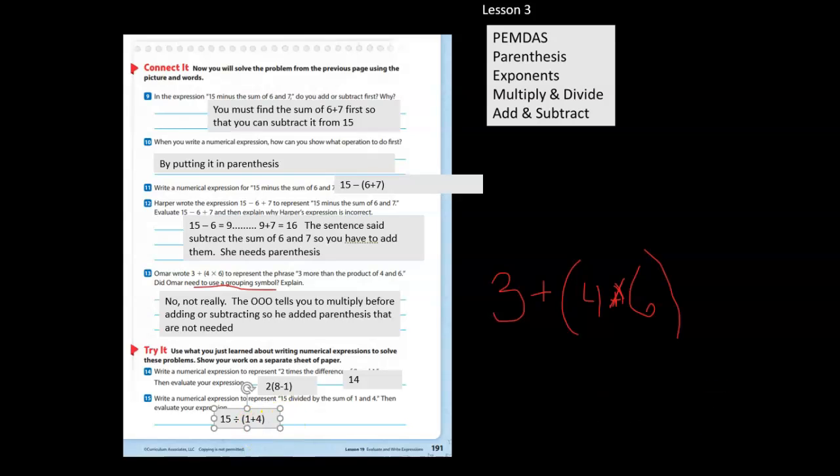That needs to be in parentheses. The other way that you could write this, and we're not going to see this very often, but you could write it as a fraction. 15 divided by the sum of 1 plus 4. And when you actually do that, your answer is 3.